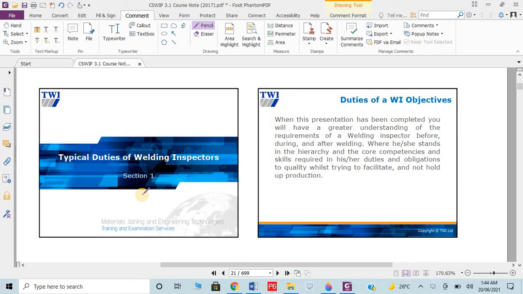As we have started the series on the CSWIP 3.1 course, which is related to the welding inspector, today we are going to start Chapter 1, typical duties of a welding inspector. Remember, the welding inspector is the core responsible person for the entire process of welding. If you consider critical welding like pressure vessels, which have to bear maximum pressure, any welding negligence could cause a serious accident. So the welding inspector is quite an important job in the industry and the field, and by considering this importance, the welding inspector has a crucial role.